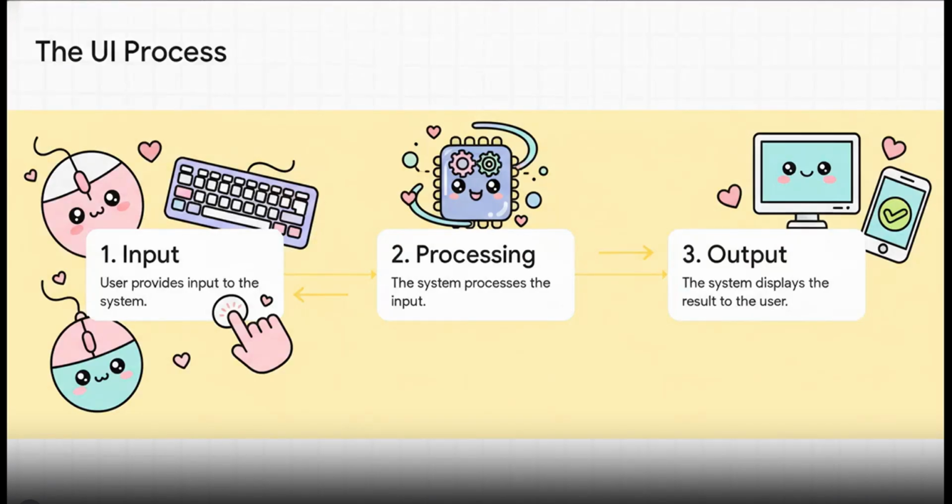The job of any UI, no matter how it looks, really just comes down to a simple three-step dance. First, you give it an input. That could be a mouse click or a typed command. Second, the computer processes that request. It does the work. And third, the UI shows you the output, the result of what you asked for. Input, processing, output. That's the heartbeat of how we talk to our devices.